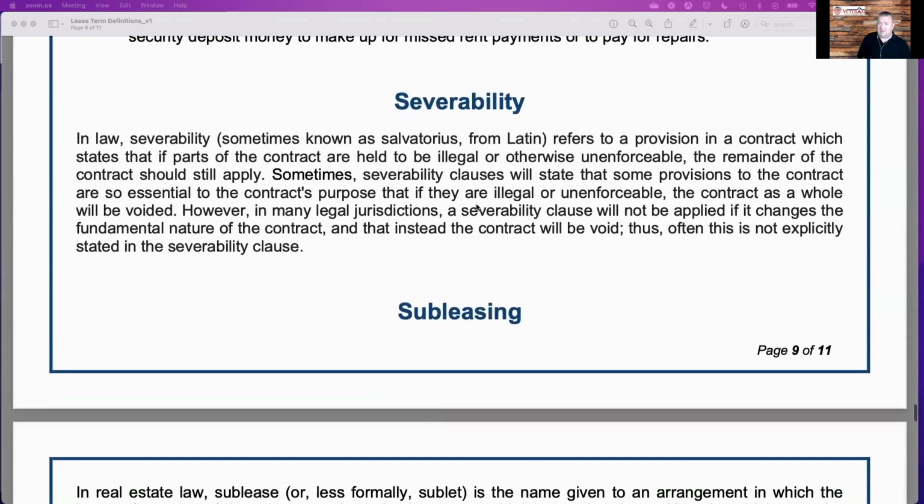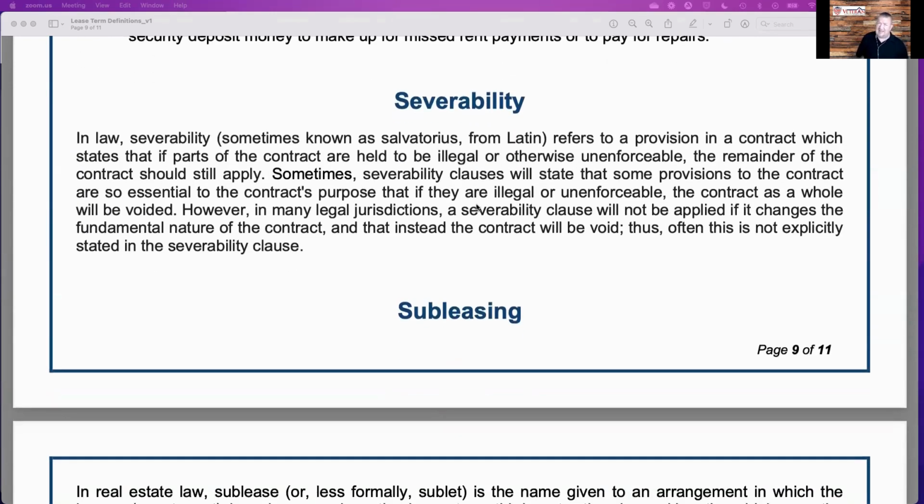Okay. Next, we're going to talk about severability. I didn't really understand this. I had to actually ask the attorney what this meant from time to time. But basically, here's what severability means, sort of in layman's terms, in a nutshell.